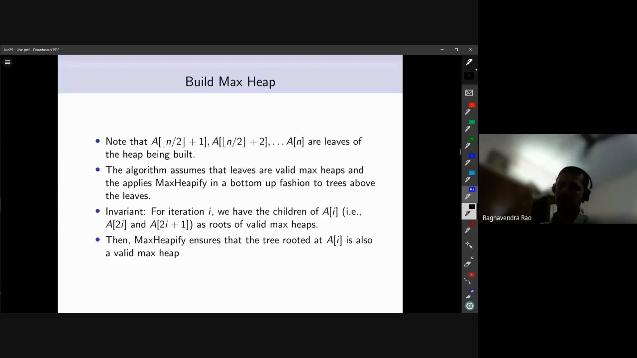Okay, sir. Thank you. So an invariant is a predicate or a property which should hold at every iteration. So from i to i minus 1, in this case, the invariant is maintained. So hence, overall, we have the invariant. And at the end of the procedure, that invariant should imply the correctness. That is, your structure, in this case, should satisfy the required property.